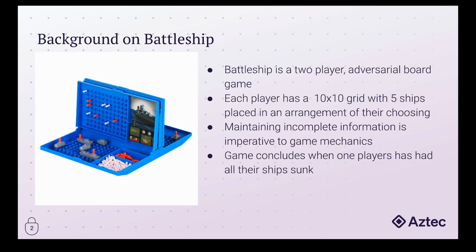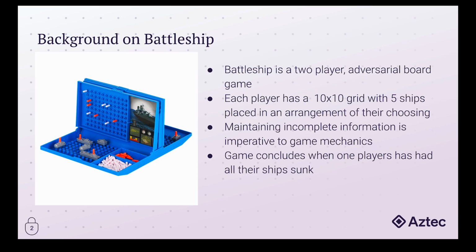So the game Battleship is a two-player adversarial board game. It works by each player being given a 10 by 10 grid and 5 ships that they place at their discretion on the grid. A key aspect of the game is maintaining incomplete information. You do not want to share your ship positions with the other player. If a player were to gain your ship positions, then they'd be able to win the game very quickly.